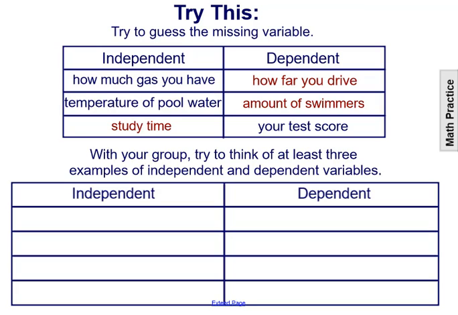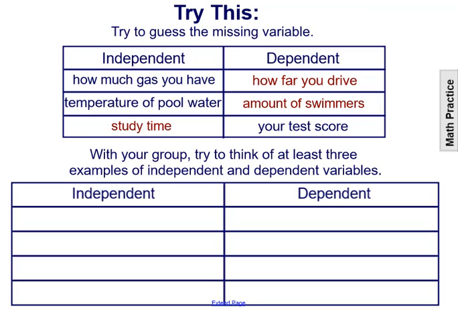Then the same idea for the temperature of pool water as the independent variable. The dependent variable would be the amount of swimmers in the pool. Think about the amount of swimmers relies on the temperature of the pool water. If the temperature of the pool water is really cold, there's going to be a small amount of swimmers in the pool. And if the temperature of the pool water is warmer or hotter, there would be a lot more swimmers. So the amount of swimmers relies on the temperature of the pool water.